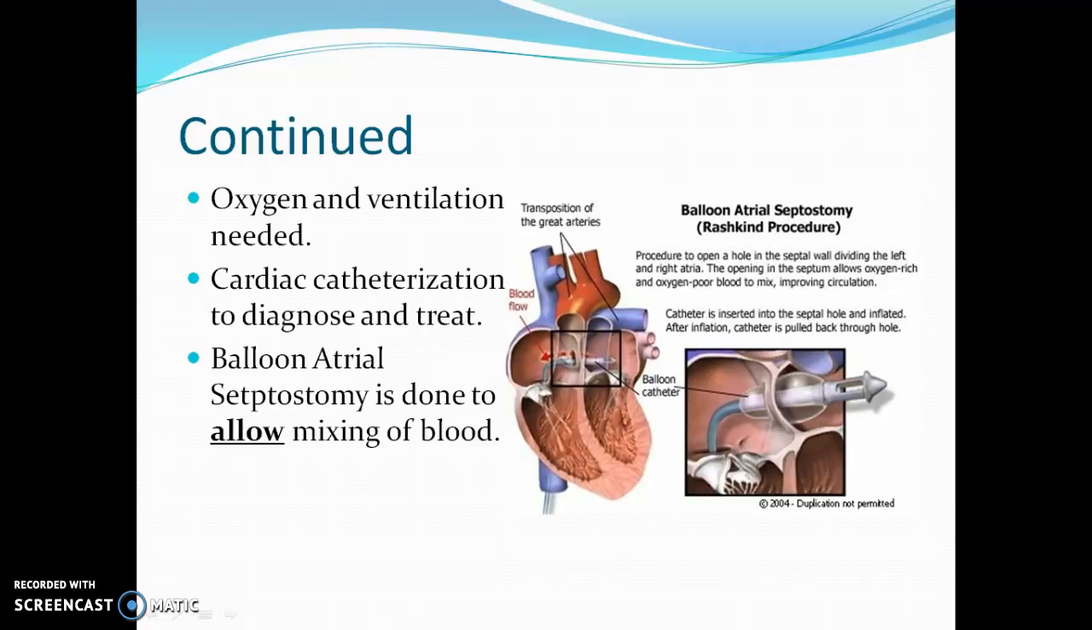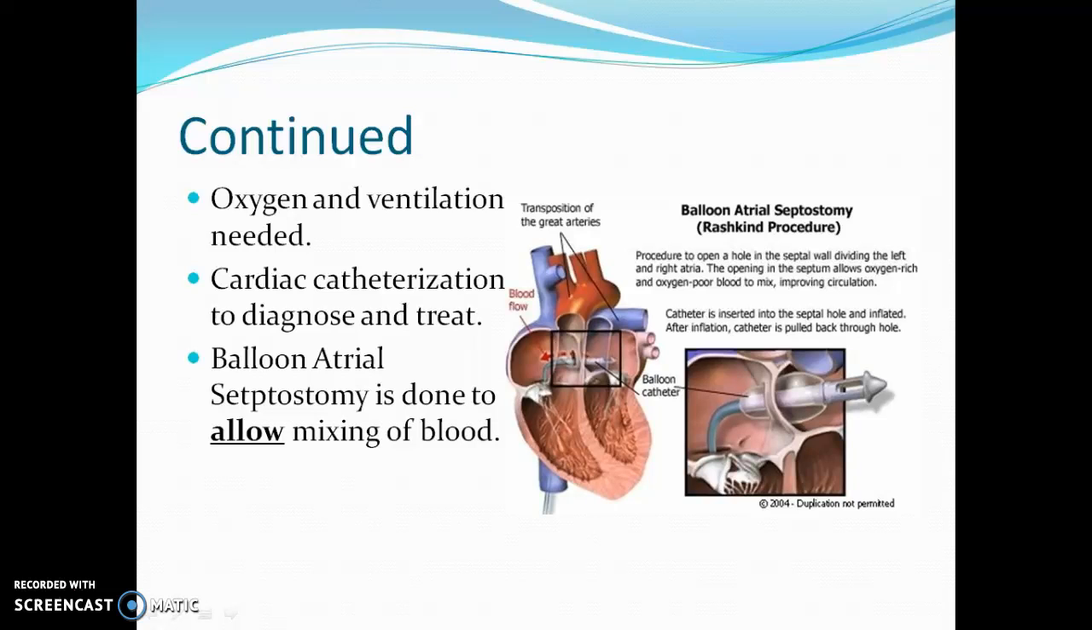Something else we do is called cardiac catheterization. We actually use this to diagnose and to treat. It's used diagnostically, a procedure that we do where we can tell where the big problem is. As far as treating goes, we use this catheterization as well to do a procedure called atrial septostomy. This is why we do this: to prevent the mixing of oxygenated and deoxygenated blood.